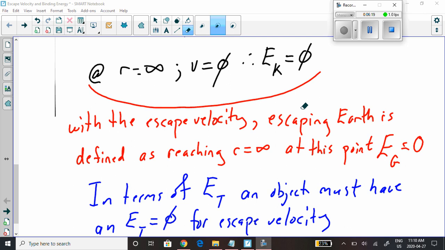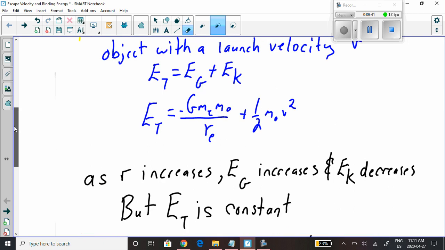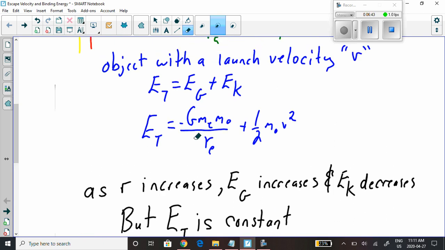What physicists have said is that escape velocity defines escaping Earth as reaching infinity. At this point, r equals infinity, and gravitational potential energy is equal to zero. If you put infinity into the equation, this whole fraction becomes zero, because as the denominator gets bigger and bigger, the entire thing approaches zero.